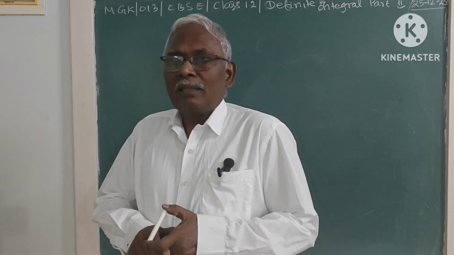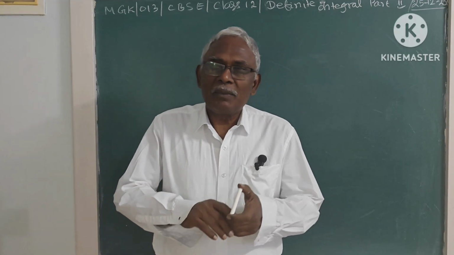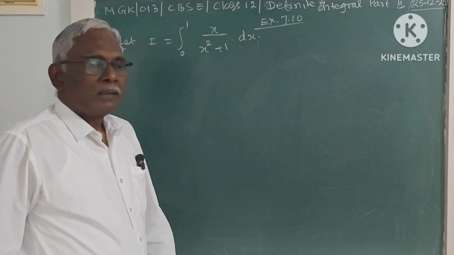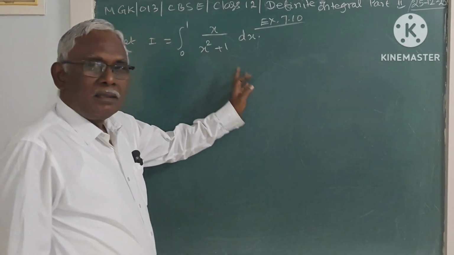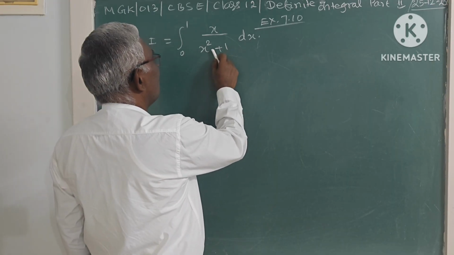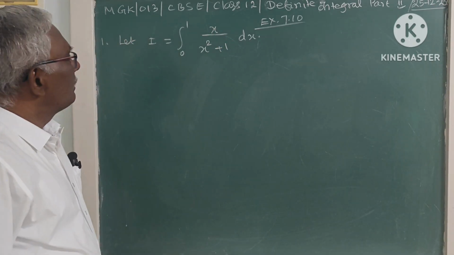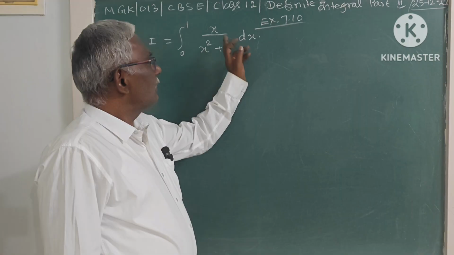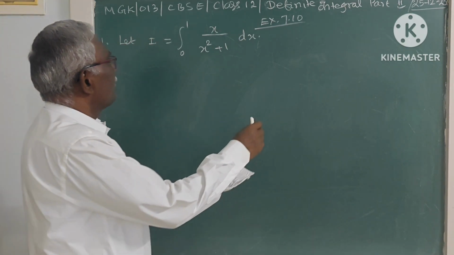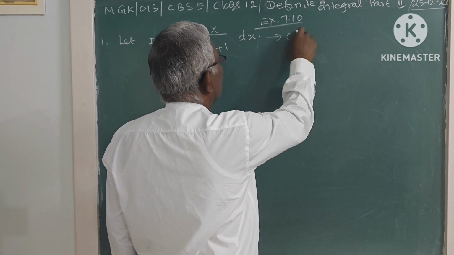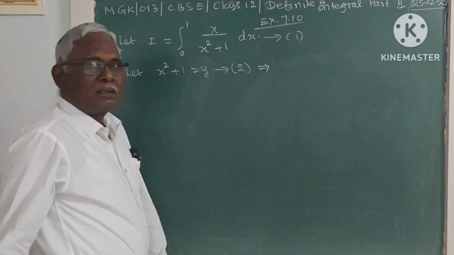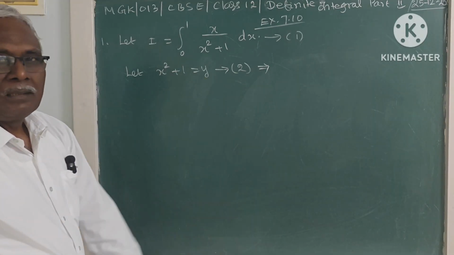Today let us learn how to evaluate the definite integral by substitution method. In this integral, if we differentiate x square plus 1, we get 2x dx. So that means x dx becomes a part of dy. So let us take x square plus 1 as y, which gives 2x dx is dy.